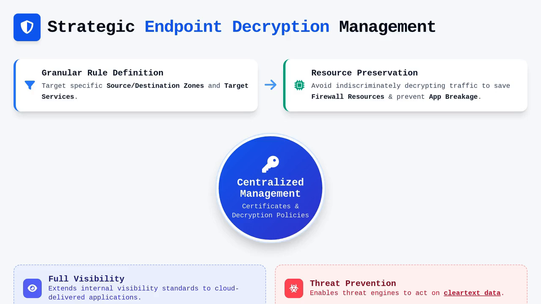You are essentially bringing your internal visibility standards to the traffic that leaves your perimeter, enabling the threat prevention engine to act on the clear text data. This is a foundational skill for an engineer, as it allows you to defend against modern web-based threats effectively.